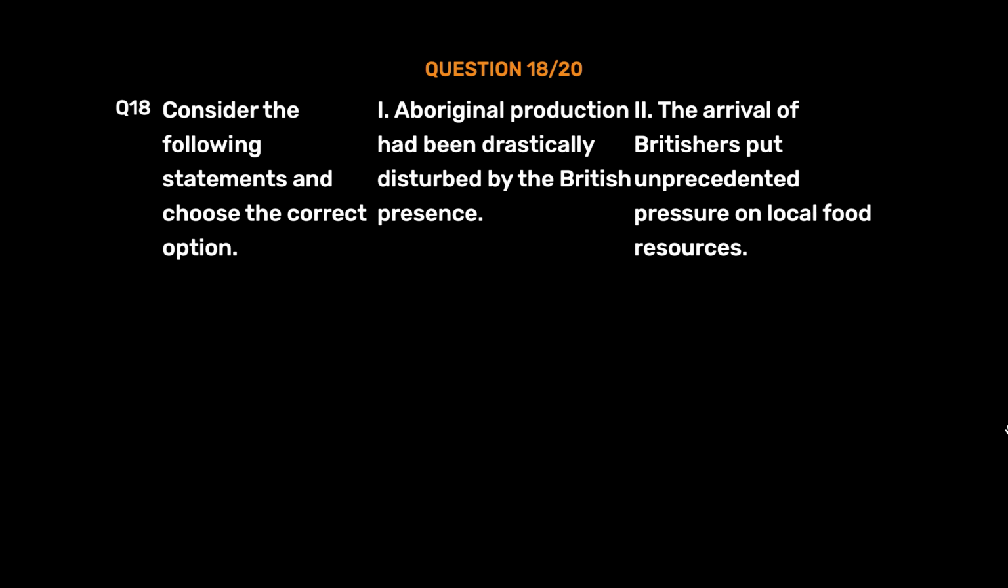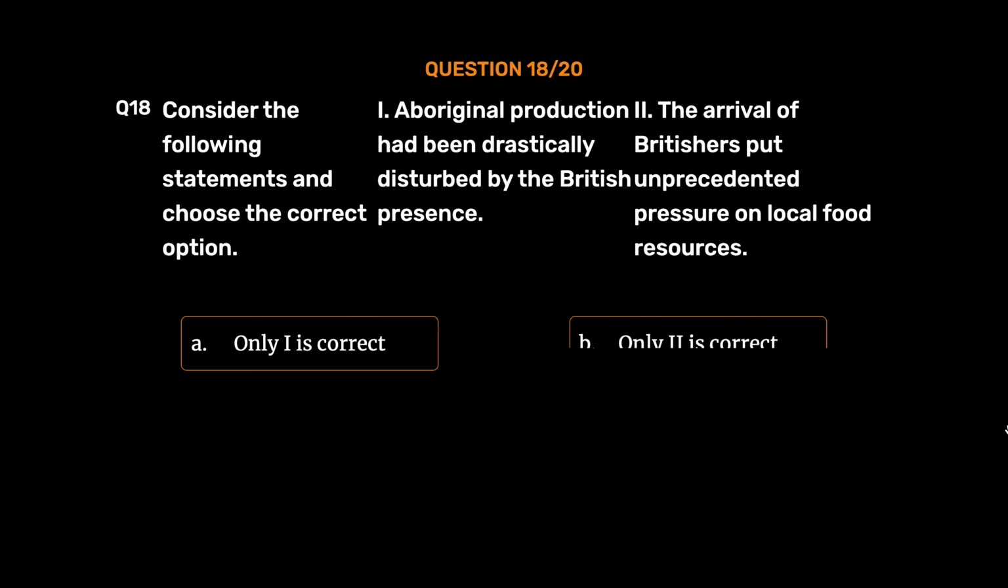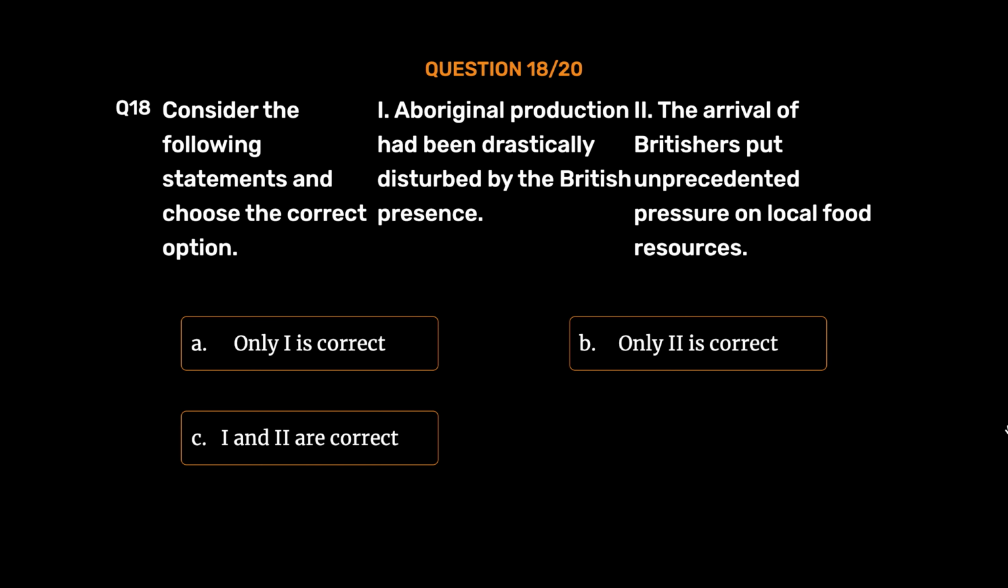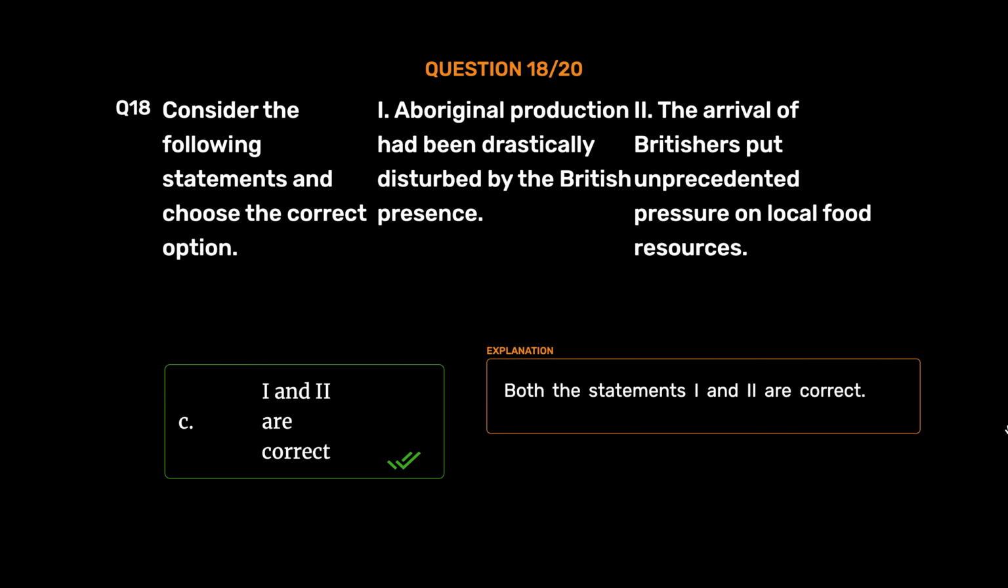Question number 18. Consider the following statements and choose the correct option. 1. Aboriginal production had been drastically disturbed by the British presence. 2. The arrival of Britishers put unprecedented pressure on local food resources. Option A, only 1 is correct. Option B, only 2 is correct. Option C, 1 and 2 are correct. Option D, 1 and 2 are incorrect. The correct answer is Option C, 1 and 2 are correct. Both the statements 1 and 2 are correct.